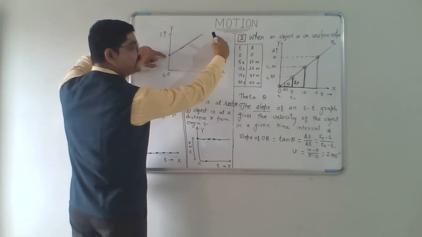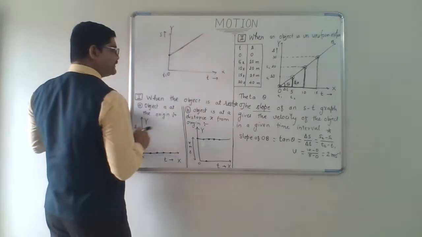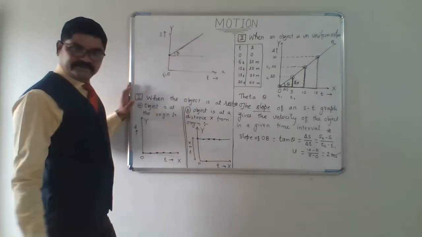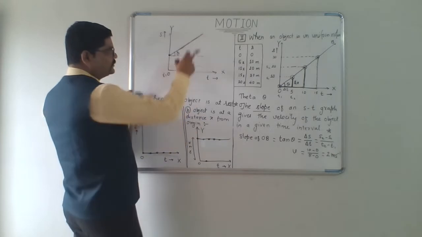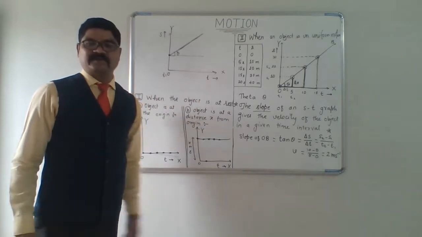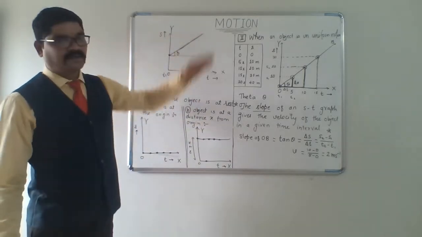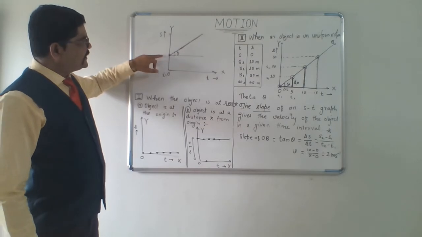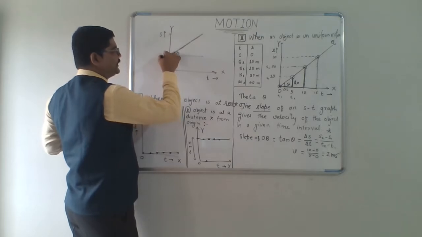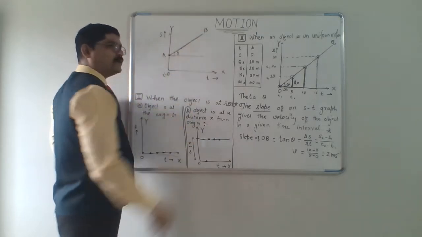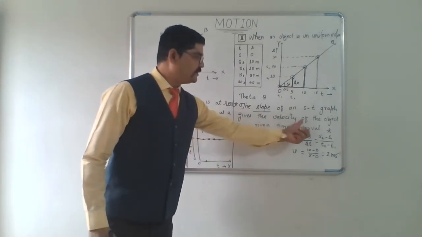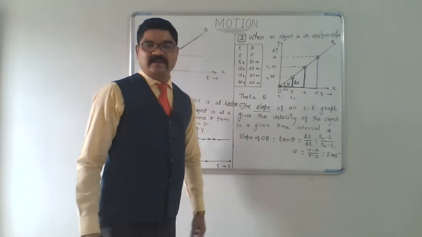The graph is a slanting line making a certain angle with the x-axis. I draw a parallel line here. This is the angle made by this line with the x-axis. So the nature of the graph is not going to change. Only, since it is starting from a certain different position, we are going to get the graph starting from any arbitrary position, the given position, say A. The line will become AB now. The slope of an ST graph gives the velocity of the object in a given time interval.